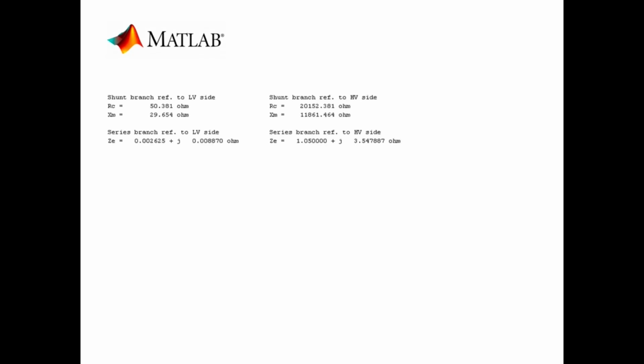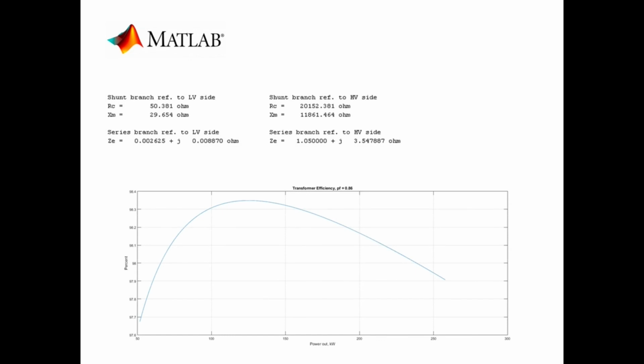MATLAB was used to verify the results from the open and short circuit tests as outlined. Efficiency of the transformer can be easily calculated or presented graphically with the likes of Excel, MATLAB, or some other program. In this example I used MATLAB to plot the efficiency percentage against power output of the transformer used here. I will do more in-depth MATLAB videos covering all sorts of calculations in the future.